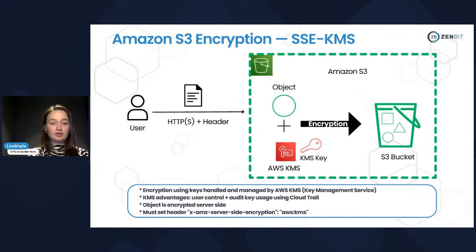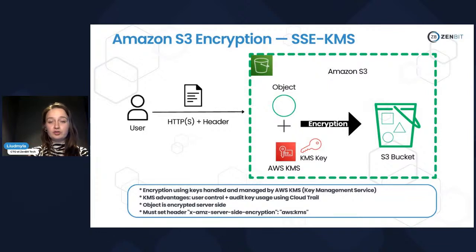Second type is by using KMS. Very similar approach. On the client side, you have a file, you send it with a specific header. When it appears on AWS, it's merged together with the KMS key and put into the S3 bucket.